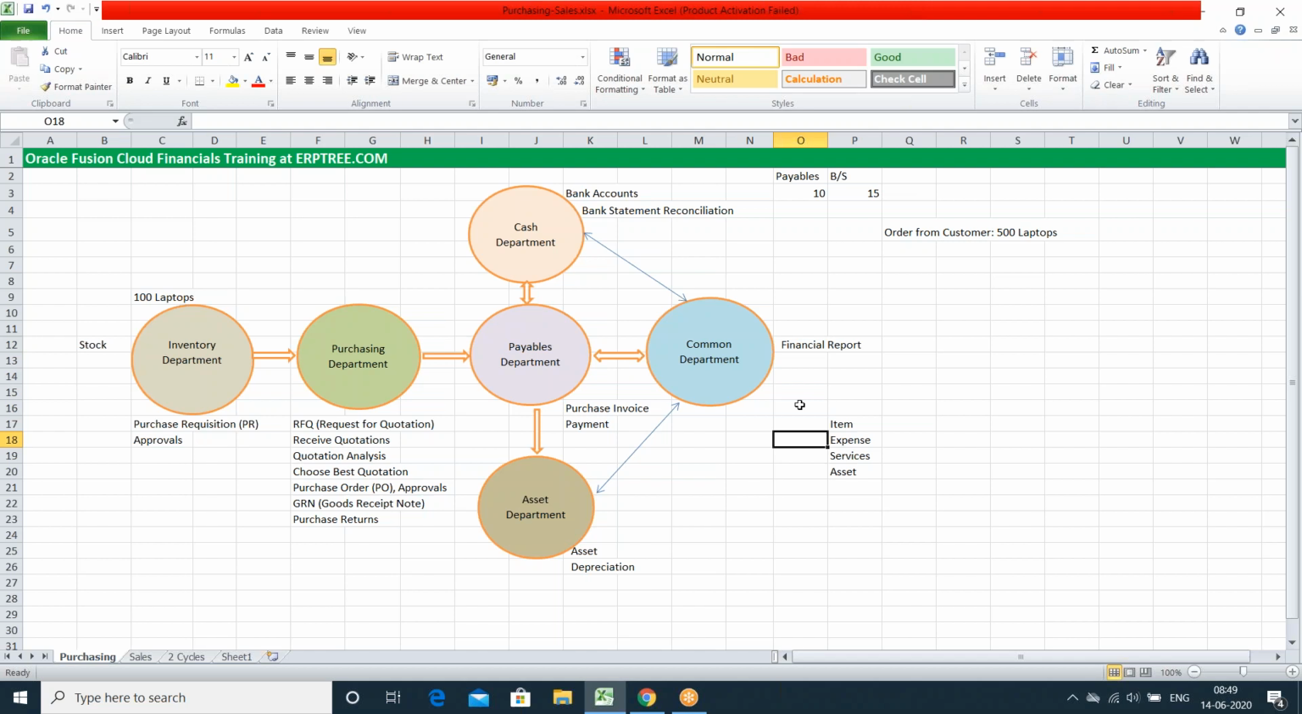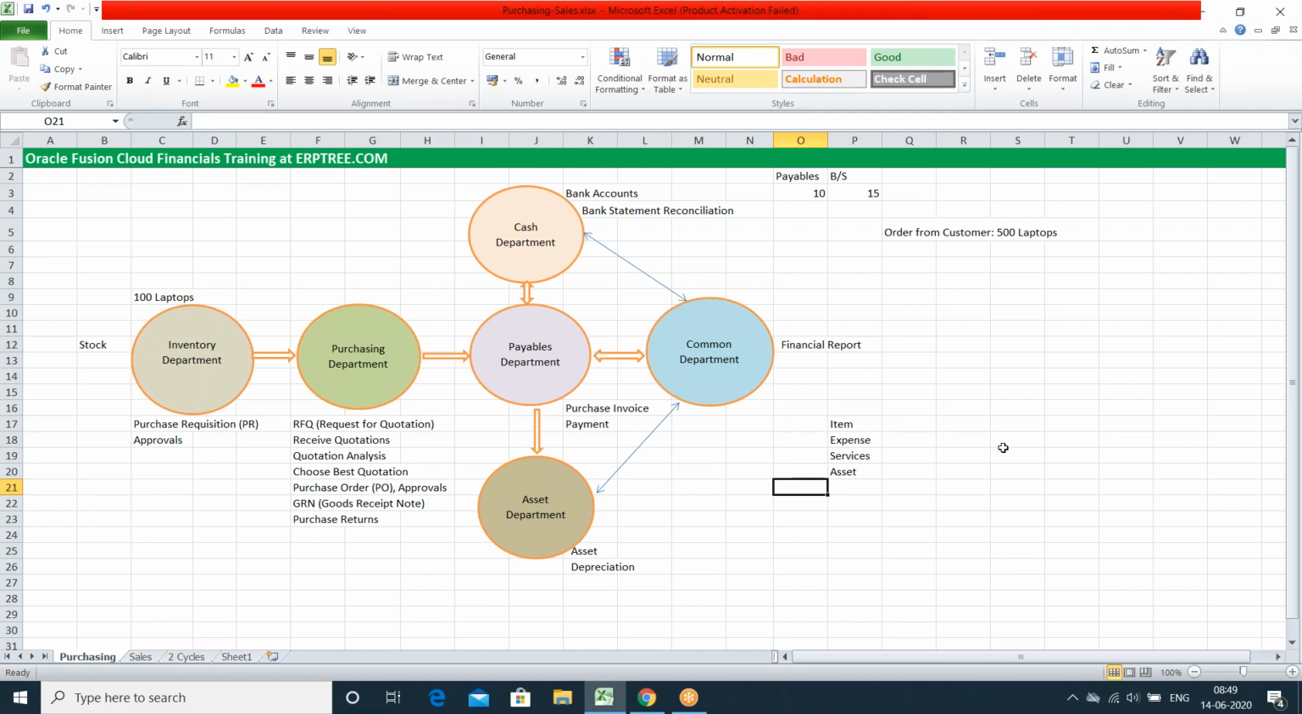Okay, you may have some common department. In reality, as per business, there may be many people involved in this process. What the common department does is collect what the cash department is doing, what the payables department is doing, what the asset department is doing. That means there are various transactions they are recording, and what the inventory and purchasing departments are doing. All the data they will collect, and based on that, any sort of financial report they want to prepare, they can prepare.